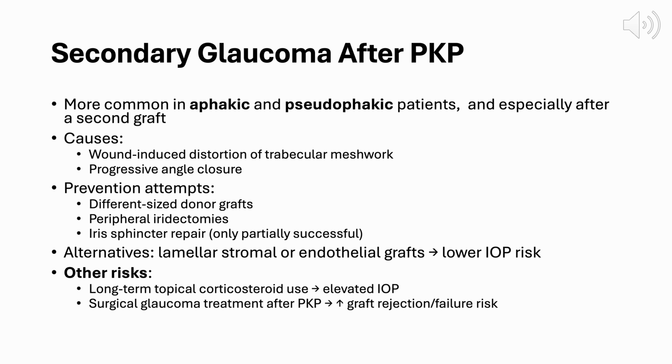One way to reduce the risk is to use lamellar stromal or endothelial grafts instead, which carry a lower risk of intraocular pressure rise compared to full-thickness grafts. Other contributors include long-term topical corticosteroid use, which can raise IOP, and the fact that surgical glaucoma treatments after PKP are associated with higher rates of graft rejection and graft failure.